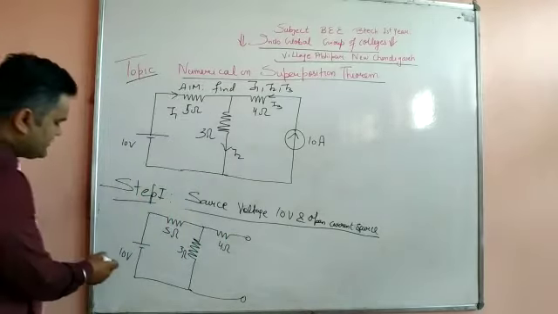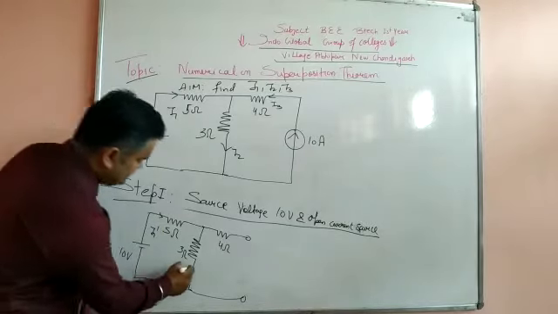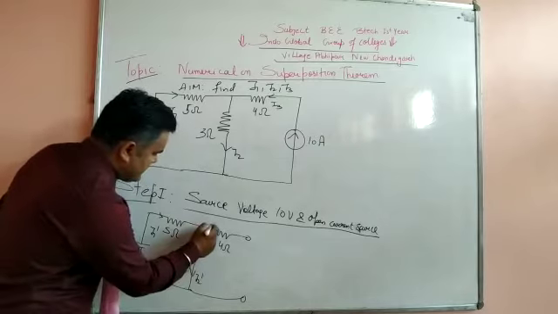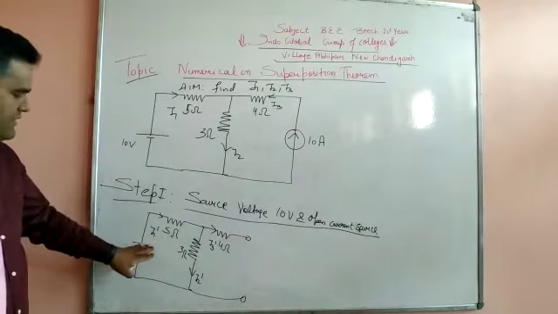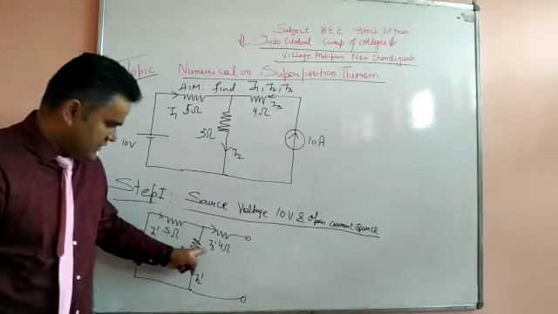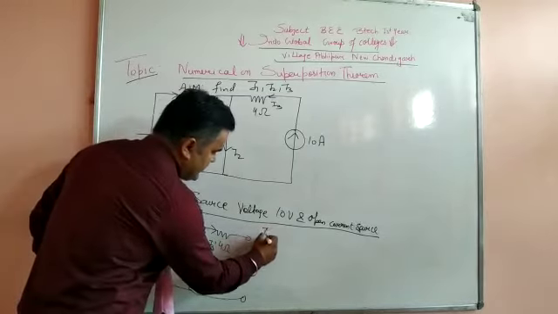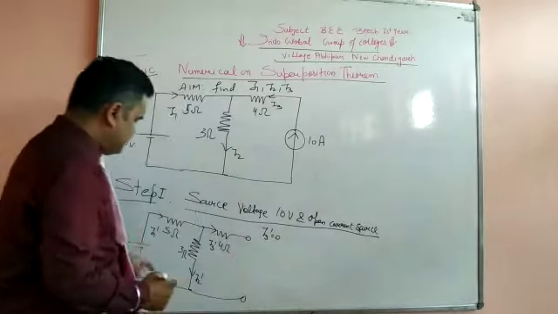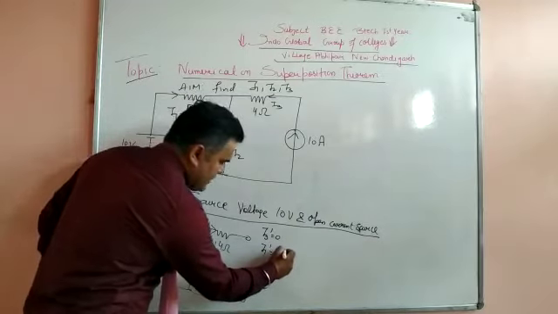Now because of this 10 volt, you have considered the current I1 dash. This is I2 dash, and this is I3 dash. Now find the values of I1 dash, I2 dash, and I3 dash. As you are watching, I3 dash will be 0, that is the open circuit. Now I1 dash is equal to I2 dash.